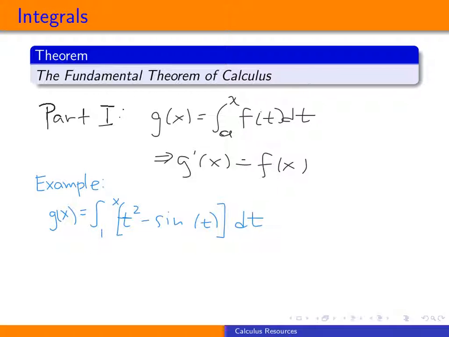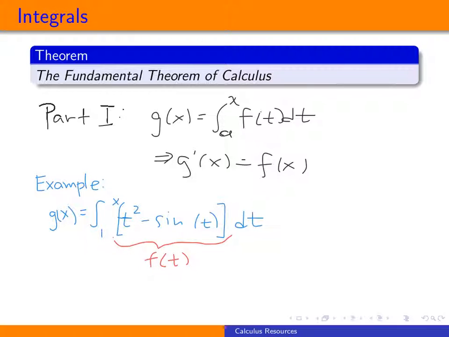For example, if we look at the area function g of x, which is defined to be the integral from 1 to x of t squared minus sine of t, so that's our f of t dt, we can find its derivative. We know that t squared minus sine of t is a continuous function on all real numbers because t squared is a polynomial and sine of t is continuous on negative infinity to infinity. So it will be continuous from 1 to x.